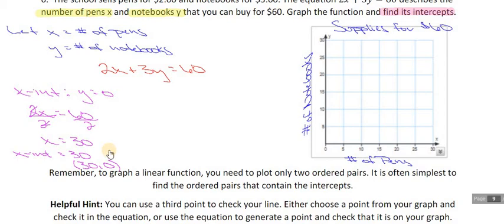Now if I'm going to find my y-intercept, that's where we need to make x equal 0. X is going to go away, so we're going to pretend x is going away. That means I'm going to solve this equation, 3y equals 60.